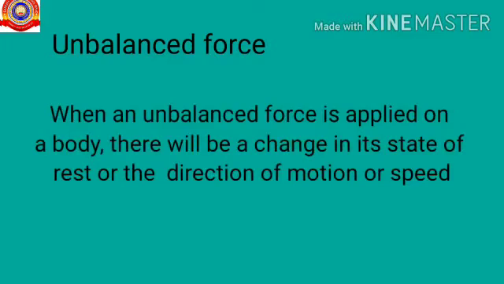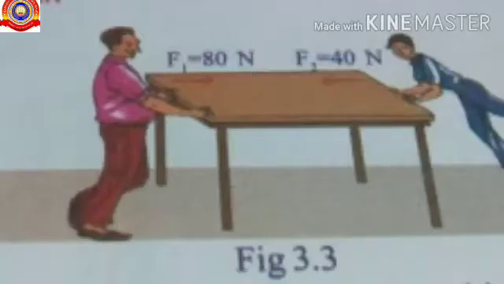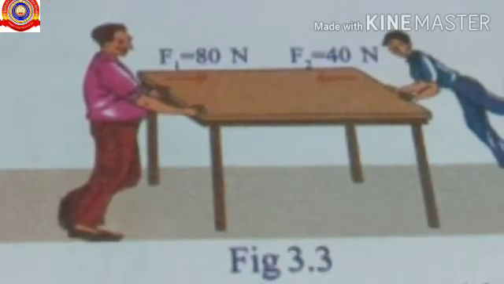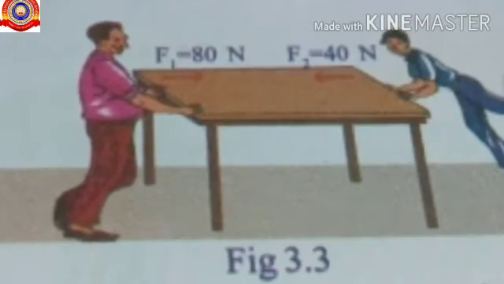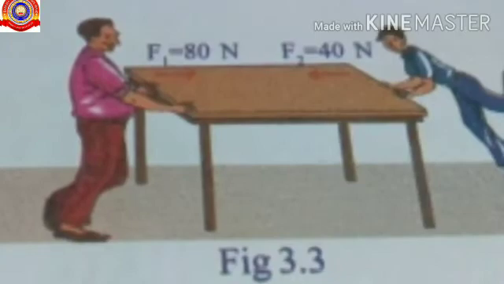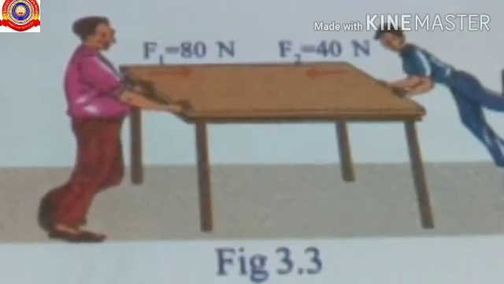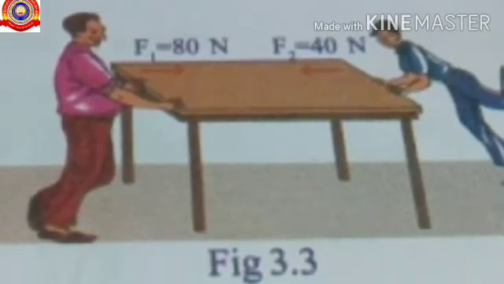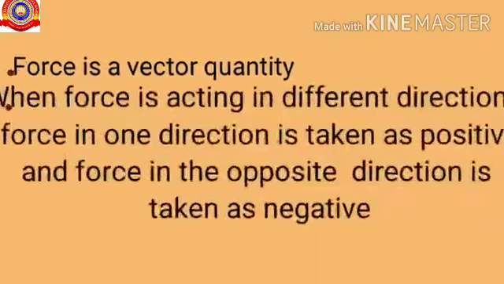Next one is the unbalanced force. When an unbalanced force is applied on a body, there will be a change in its state of rest, the direction of motion, or speed. Here the direction of motion or the value of speed will be changed. This is the third figure. Here F1 equals 80 Newton and F2 equals 40 Newton, and we already found the total force here, that is 40 Newton, and the motion happens in the direction of F1, that means 80 Newton.